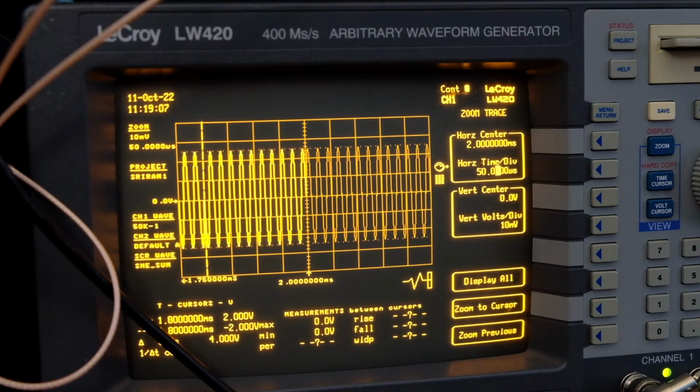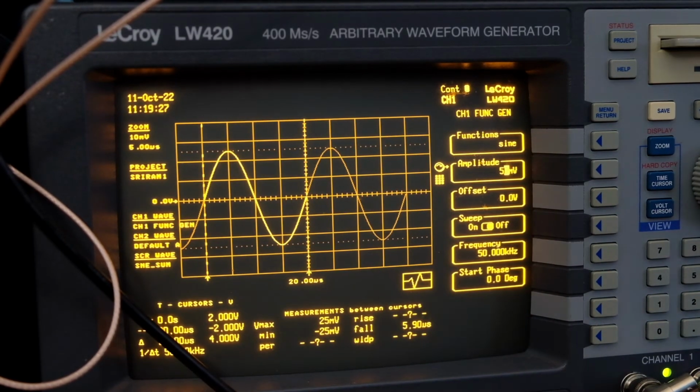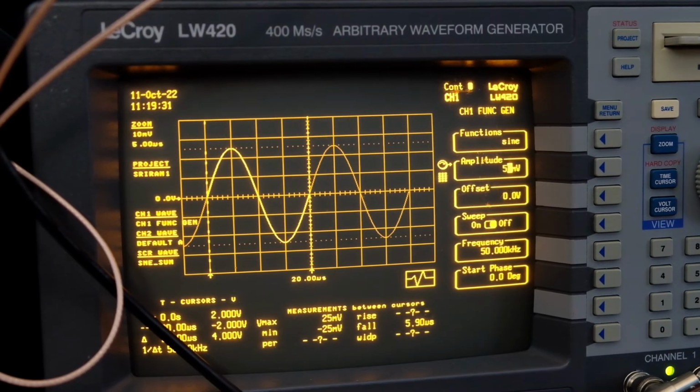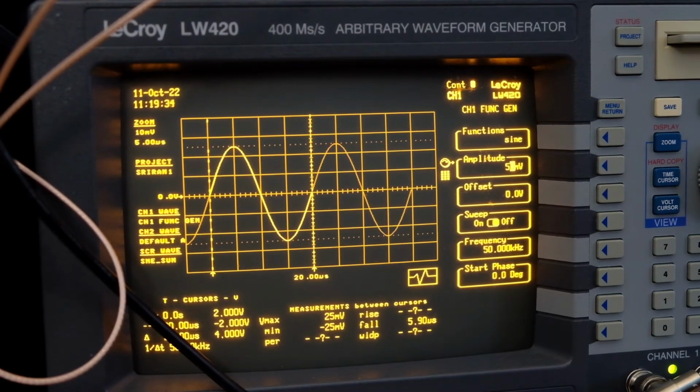So three different types of noise injection, or some disturbances add to the sine wave at 50 kilohertz, and we're going to see how the lock-in responds to these three. So right now we go back to the original signal, the pure sine wave, and we'll zoom in on the oscilloscope and the lock-in.